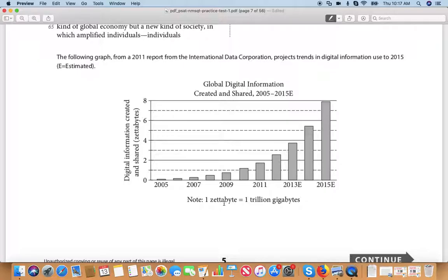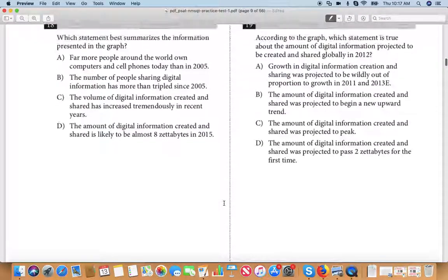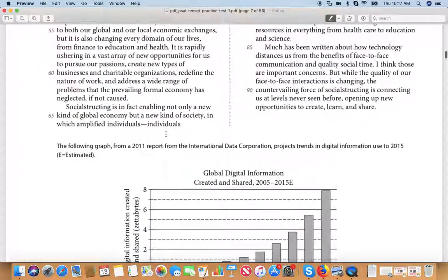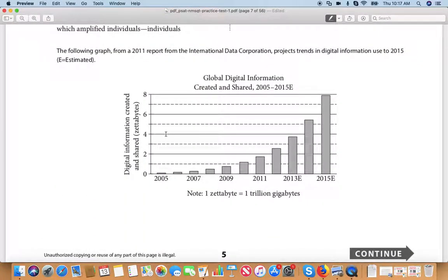The question is, which statement best summarizes the information presented in the graph? Does that summarize the information presented in the graph? That more people own cell phones today than in 2005. It's a very specific question. Do you see any evidence for that in the graph? That more people today own cell phones than in 2005?